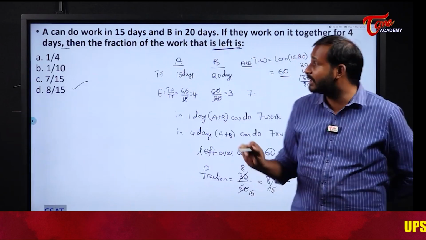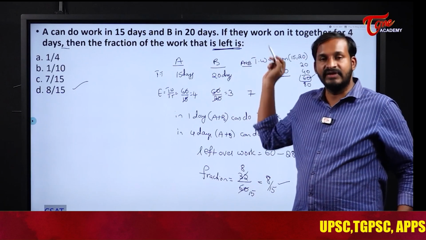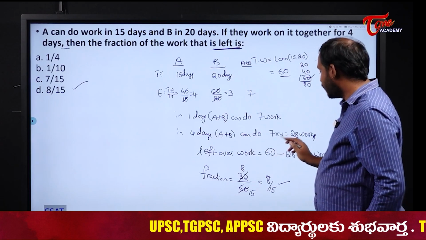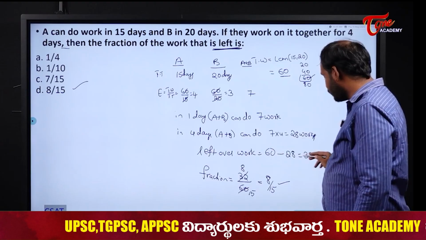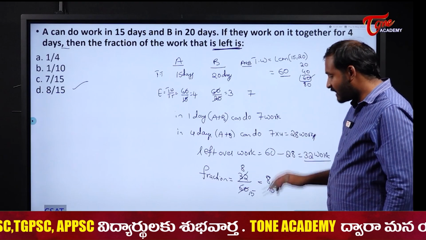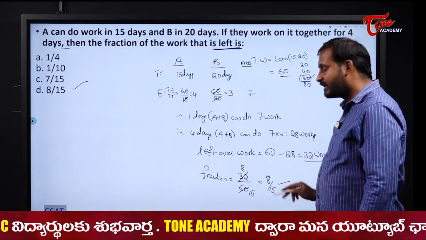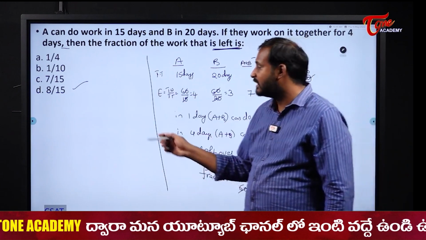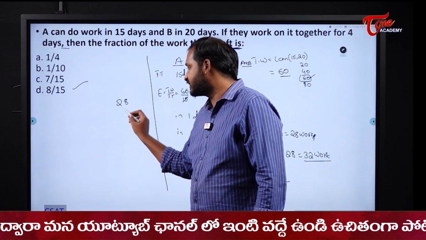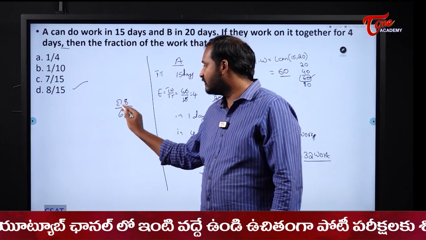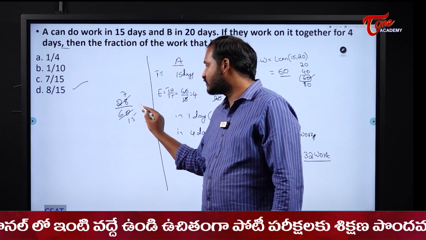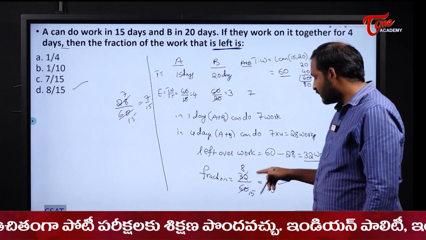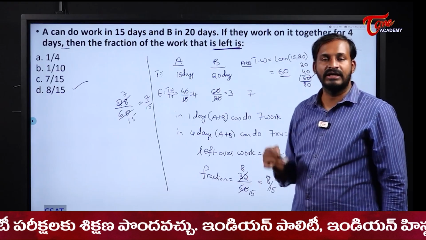Please be careful, students. Sometimes they will ask us what fraction of work is finished. Or sometimes they will ask us what fraction of work is left. Work left means what? They have finished 28 work. So the leftover work is how much here? 32 work. So fraction means 32 by 60. You will get 8 by 15. For example, what fraction of the work is finished means how much you will say? Finished work is 28 and total work is 60. So 28 by 60. Then you can write this as 7 by 15. So 7 by 15 fraction of work is finished. And what fraction of the work is left here? 8 by 15 of work is left.